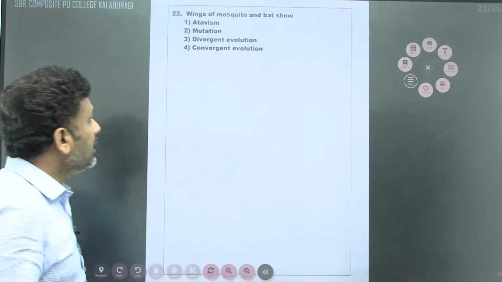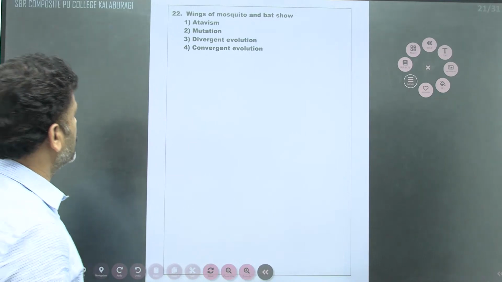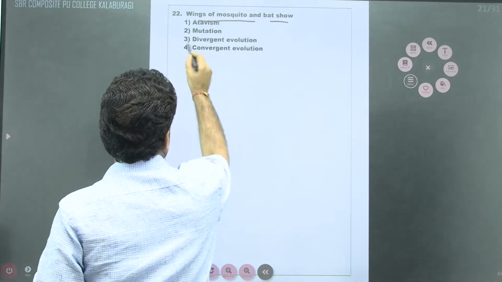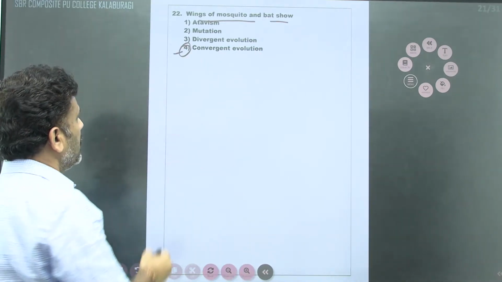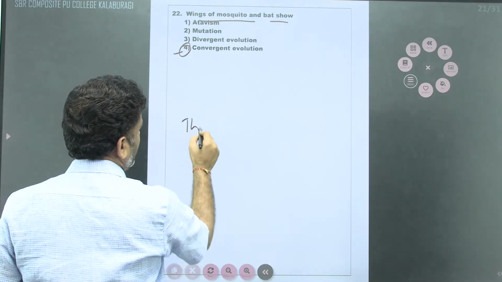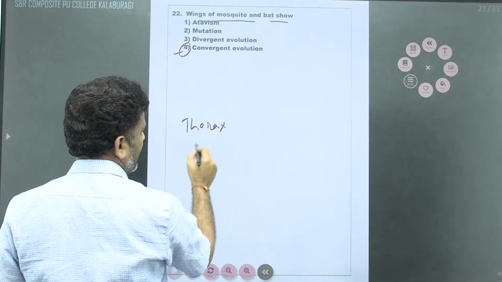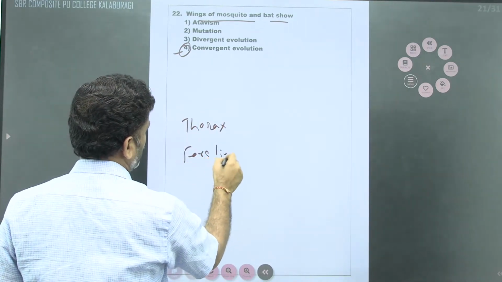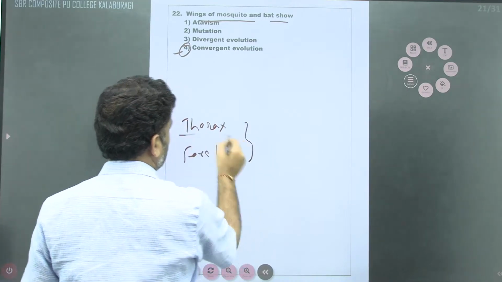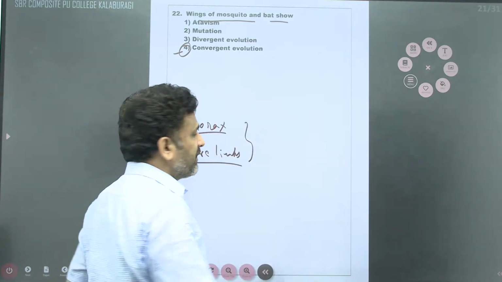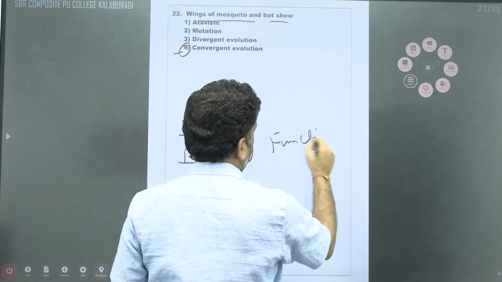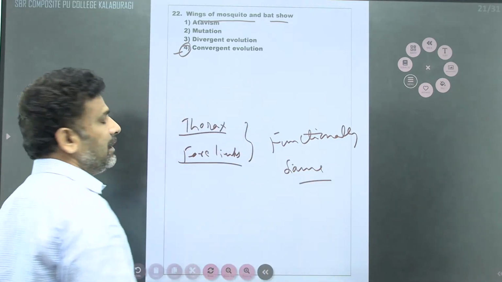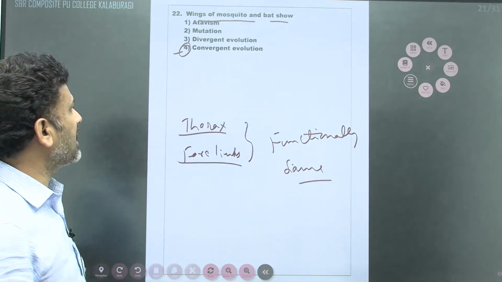Next, the wings of mosquito and the bat show analogy. It is responsible for convergent evolution. The wings of a mosquito arise from the thorax segment, whereas in a bat the forelimbs are modified into wings. Their origin is different, the structure is also different, but their function is similar. Functionally they are the same. So that's why analogous organs help in convergent evolution.